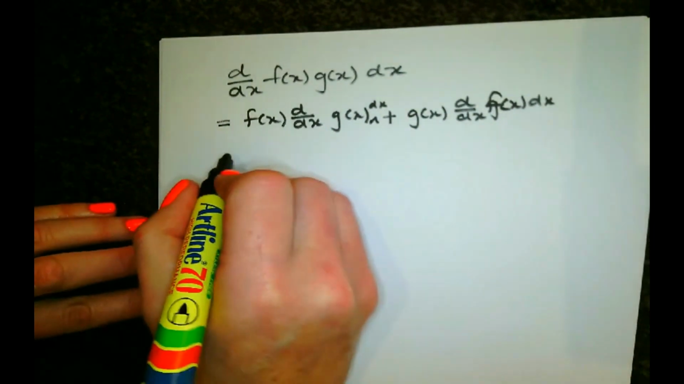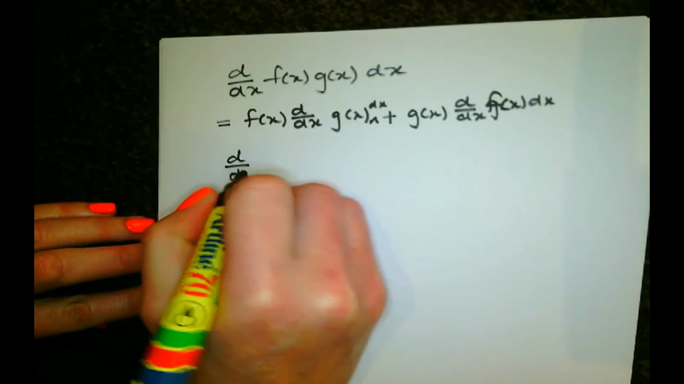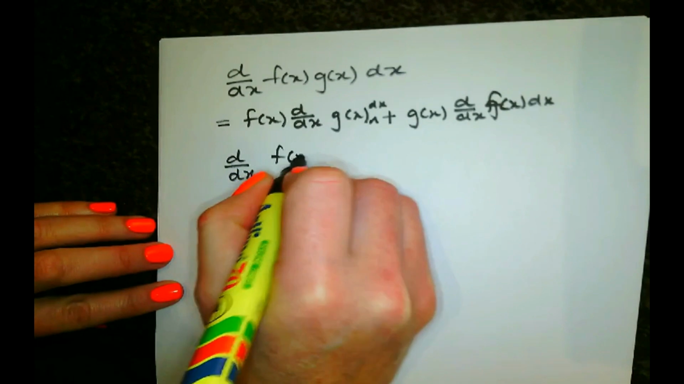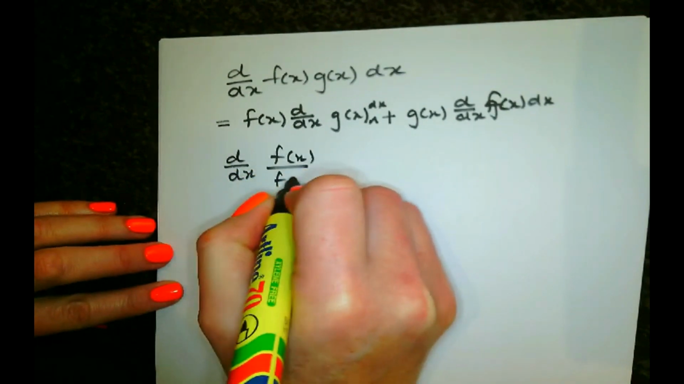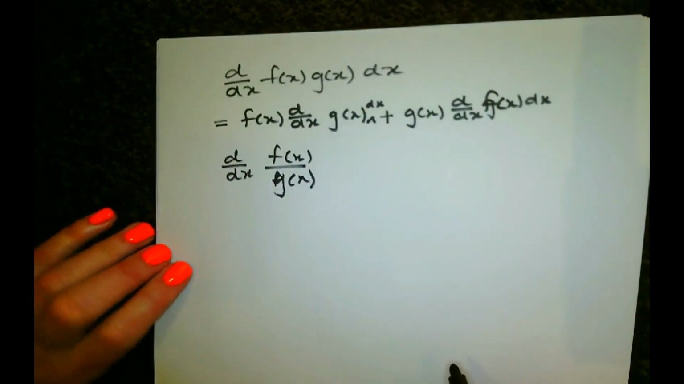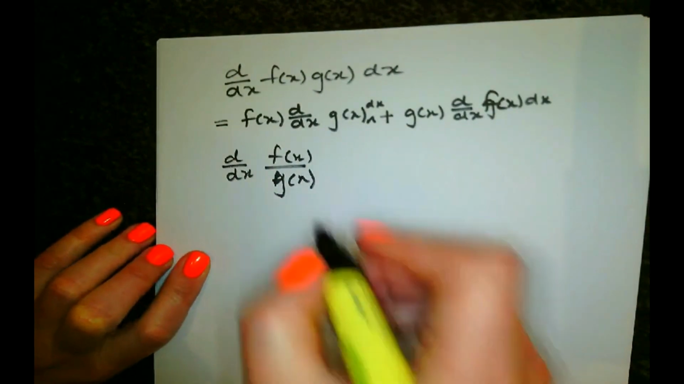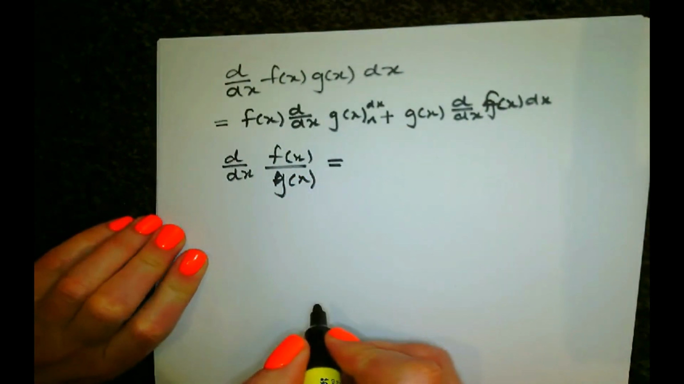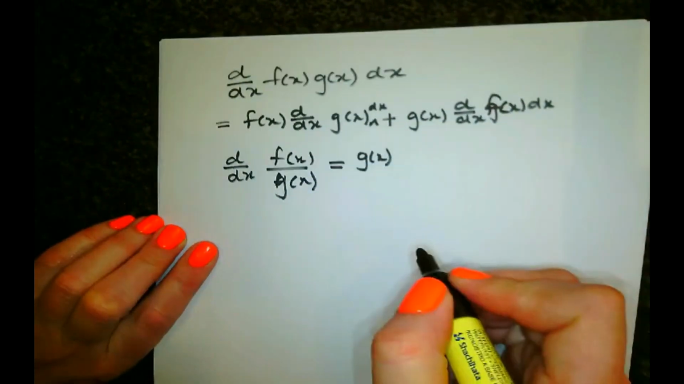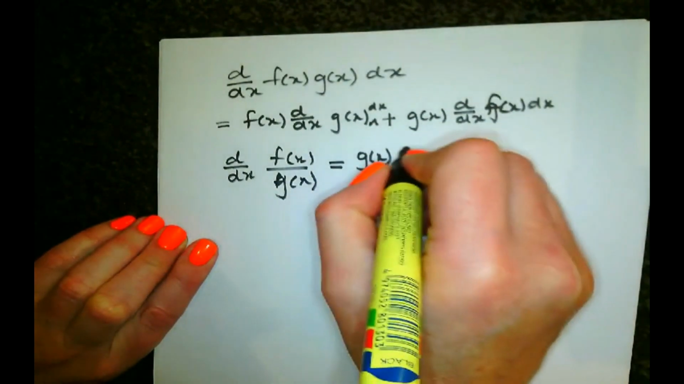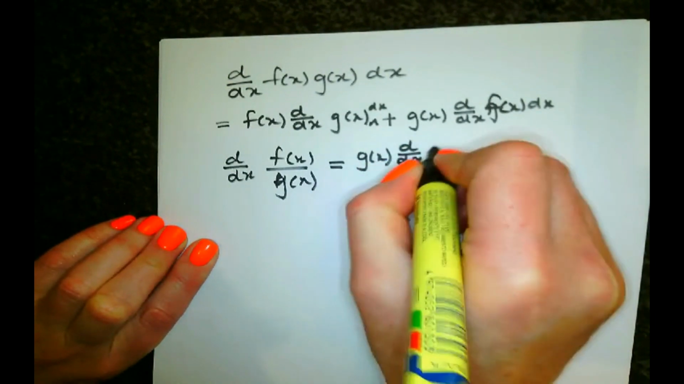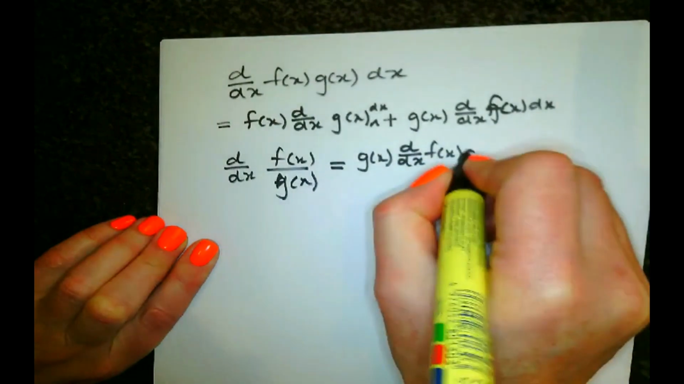When you have two functions that are divided by each other, it's a bit more complicated. In this case, you write down the bottom function first and you multiply that by the derivative of the top function.